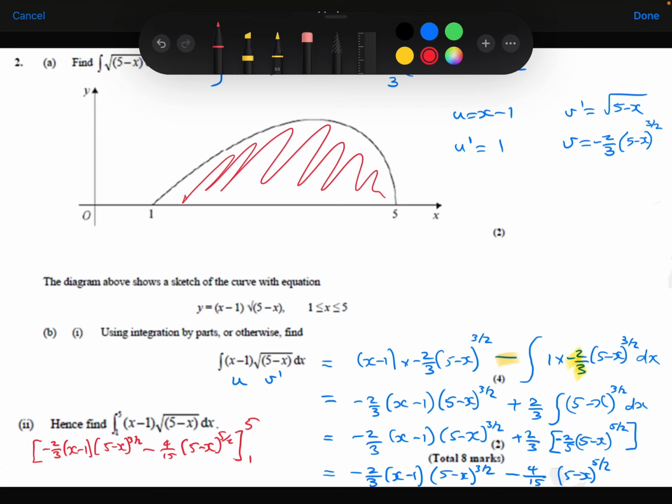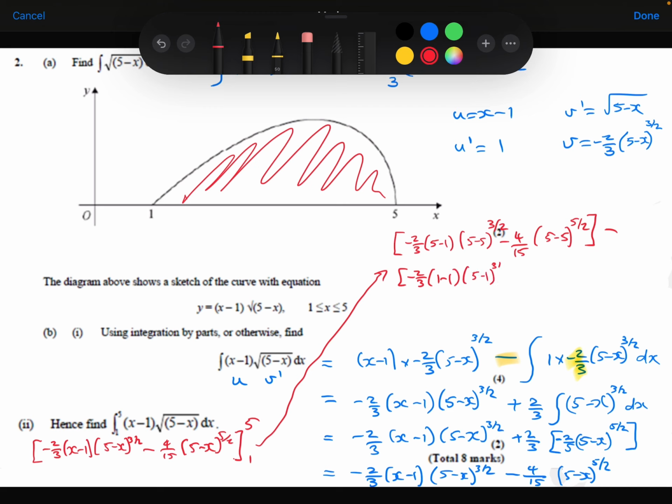Let me do this up here so I've got a bit more space. So minus 2/3 of 5 minus 1 times 5 minus 5 to the power 3 over 2 minus 4 over 15, 5 minus 5 to the power 5 over 2. So that's me substituting the upper limit in. Now substituting the lower limit in, so minus 2 over 3, 1 minus 1, 5 minus 1 to the power 3 over 2, minus 4 over 15, 5 minus 1 to the power 5 over 2.